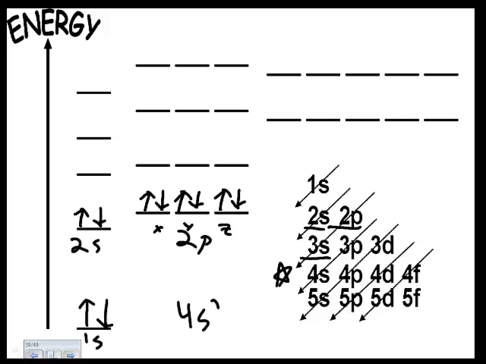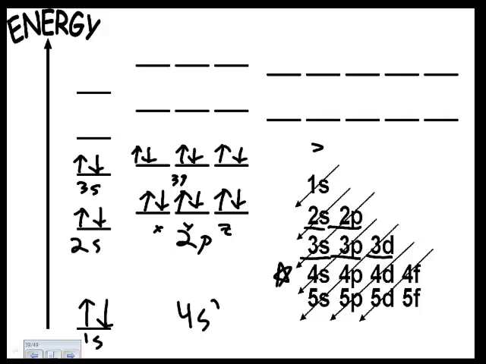Okay, the next one, we're going to go to 3s. So this will be 3s right here. This will be 3s1 and 3s2. Then we go to 3p. This will be 3p. It'll be 3p1, 3p2, 3p3. Make sure you do it like that. Then 3p4, 3p5, 3p6. Then you go on into 3d.